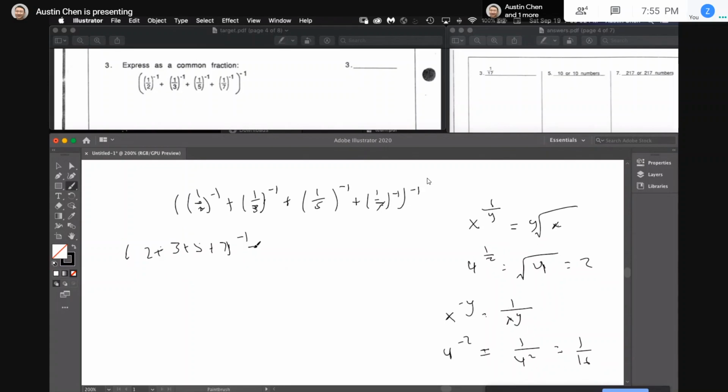And that is going to be 3 plus 7 is 10, 2 plus 5 is 7, and that's going to be 17. So 17 to the negative first power. And by what we said before, this is going to be 1 over 17 to the first power, or 1 over 17. So that's your answer, 1 over 17.